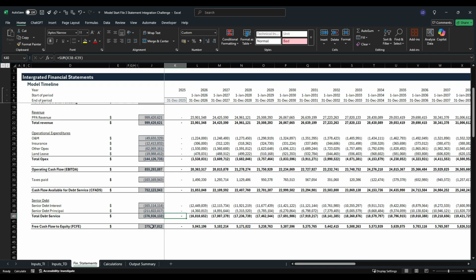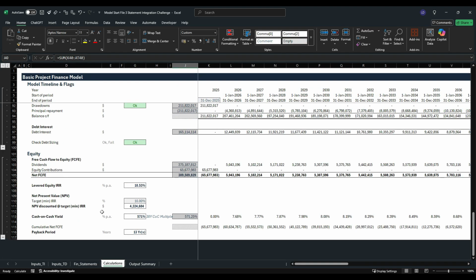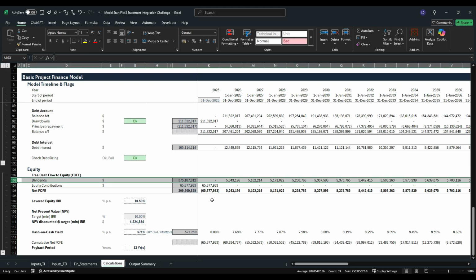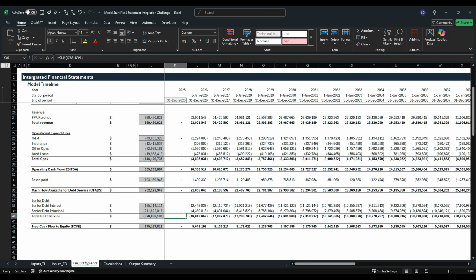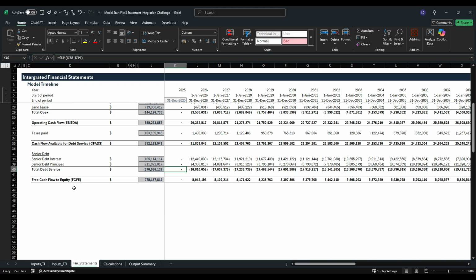Now let's double check if this number aligns with what we had in our previous calculation. So 375 for free cash flow to equity. And this aligns with our dividends, because this is essentially what the equity investor will receive over the lifetime of the project. And here we have already netted it against our equity contributions, which in our case in the cash flow statements are already considered further above here. There we have our sources of funds which consider the initial equity investment already. So this FCFE is correct.